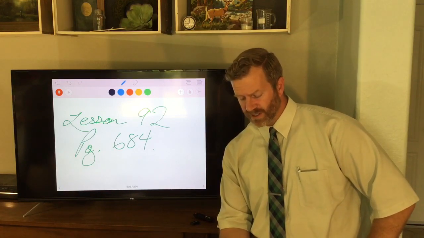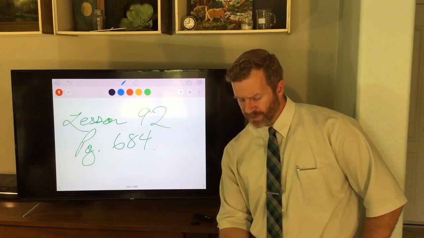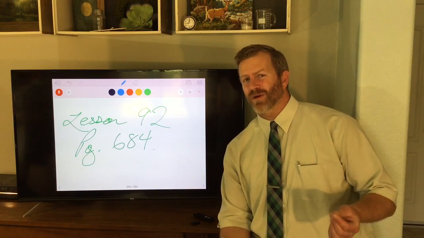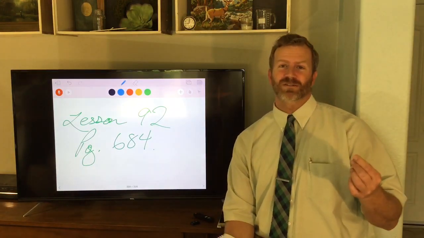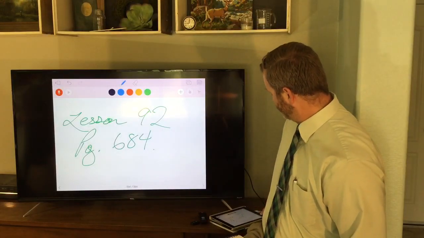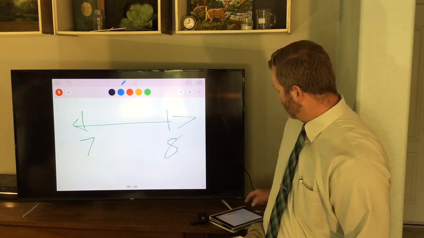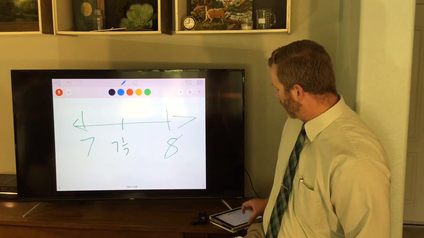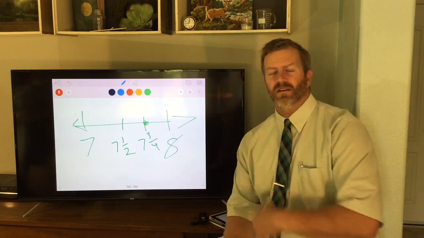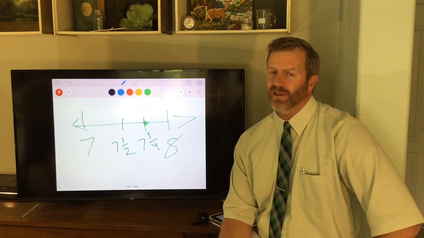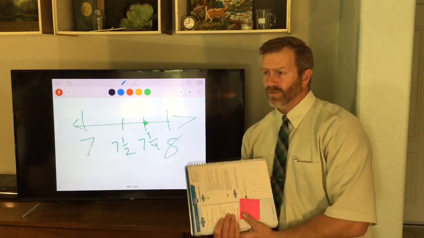So check out the new concept on page 684. The mixed number 7 3/4 is between 7 and 8. Now, to round 7 3/4 to the nearest whole number, we have to decide whether 7 3/4 is closer to 7 or closer to 8. So if we had a quick number line, here's 7, here's 8, here's 7.5, and then if we put 7 3/4 on this number line, obviously looking at that picture, which one is it closer to, the 7 or the 8? Someone yelled out nice and loud, bingo, it's 8. Nice. So it's pretty easy.